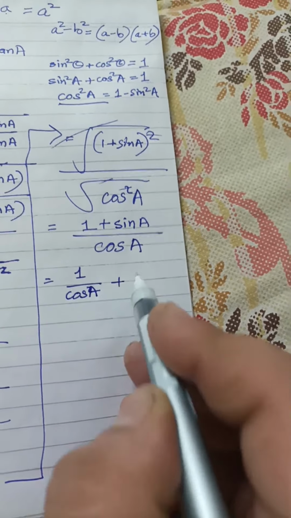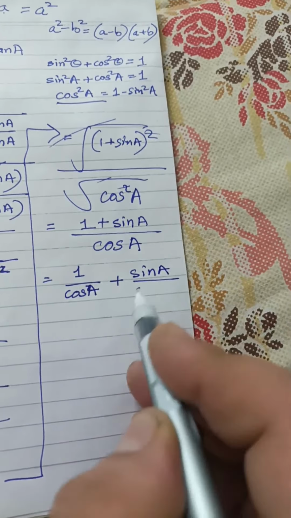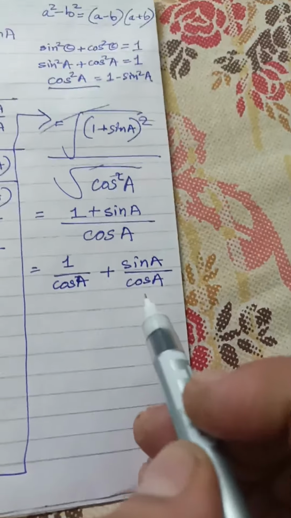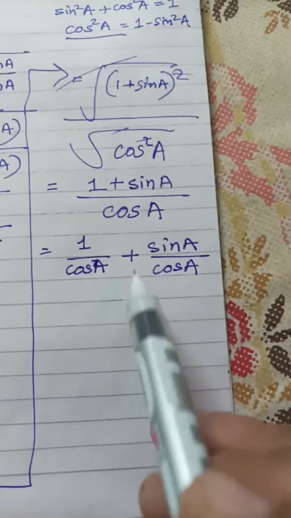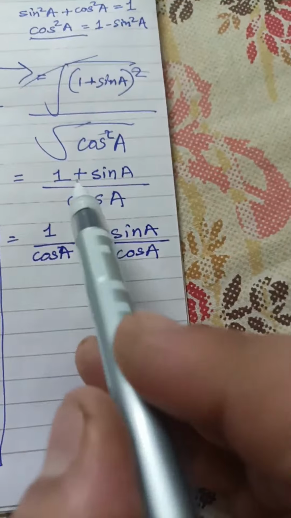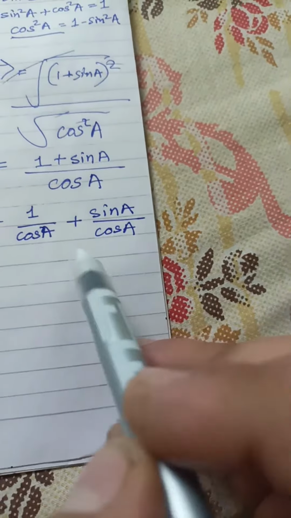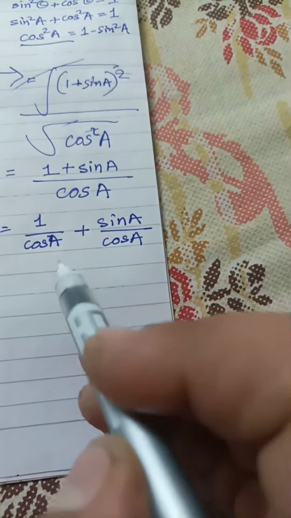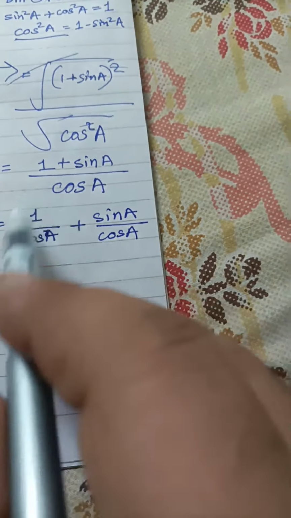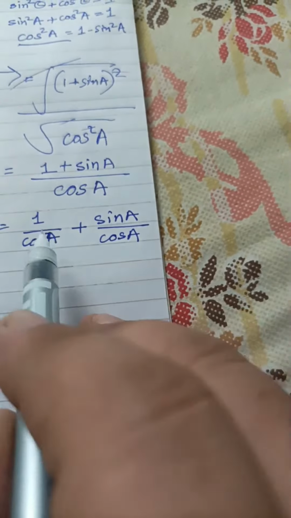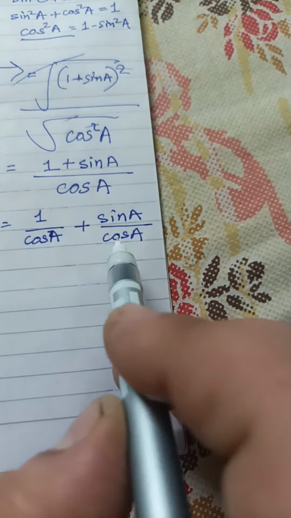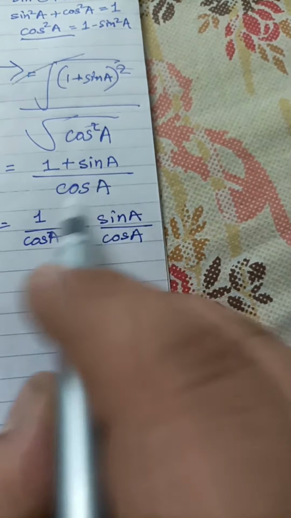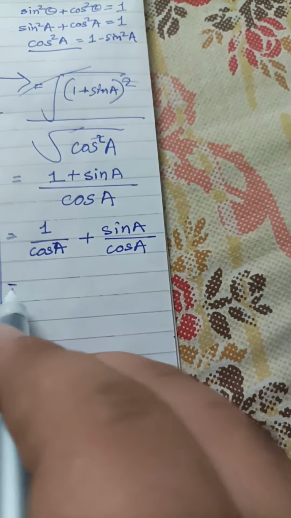Now see, 1 plus sin a upon cos a, we can write it as 1 by cos a plus sin a by cos a. Because in the numerator it is an addition, we can separate those, but both of them would be divided by cos a. If you think in reverse, if these two terms were there, you would have taken the LCM as cos a, and the numerator would have become 1 plus sin a. So we are taking it in reverse.